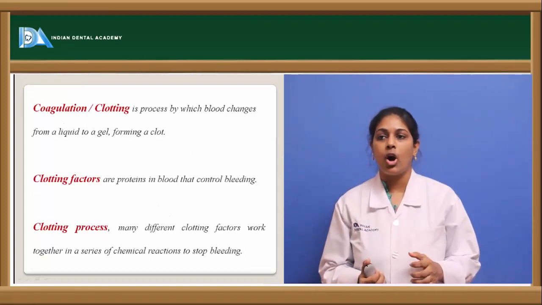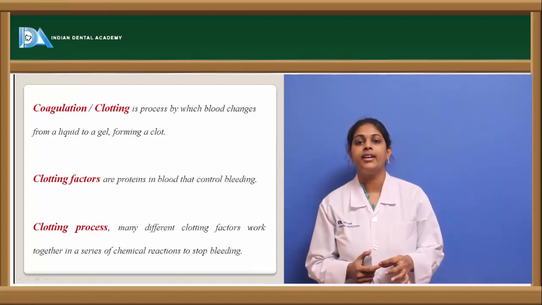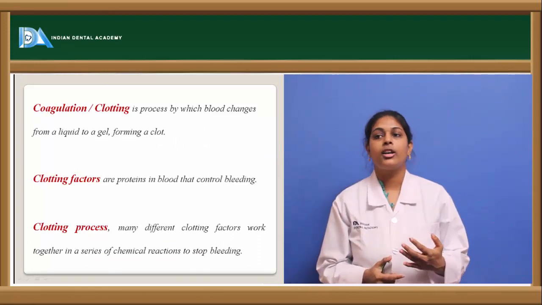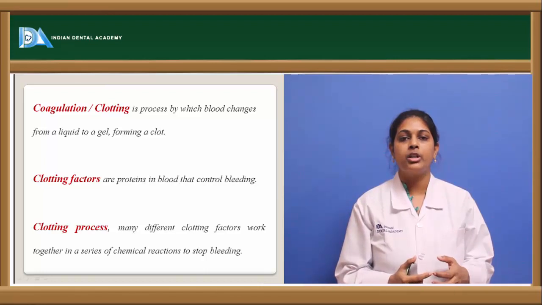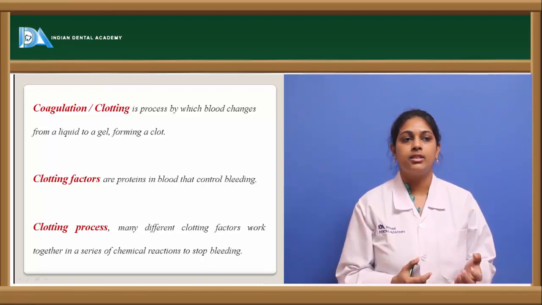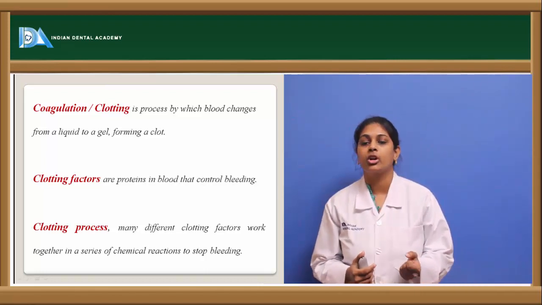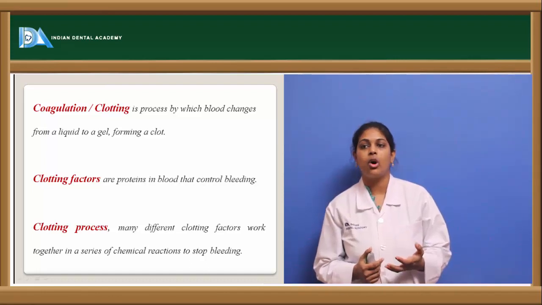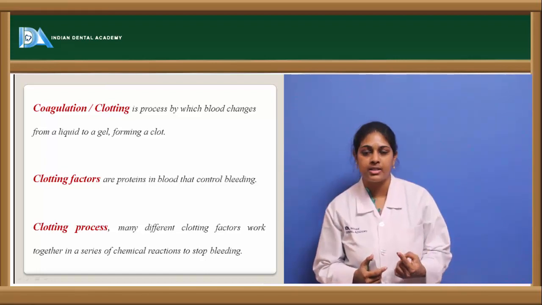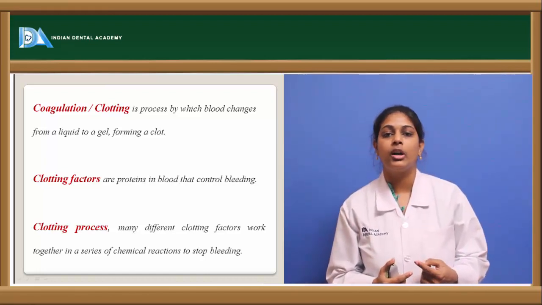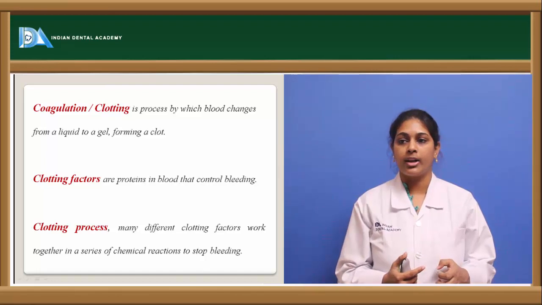Coming next to coagulation, otherwise known as the clotting cascade. Coagulation or clotting is defined as the process by which blood changes from a liquid to a gel stage, that is, it results in the formation of a clot. So it is known as coagulation or clotting. Coming to the clotting factors, these are proteins present in the blood that are involved in controlling bleeding, and so they are known as clotting factors.